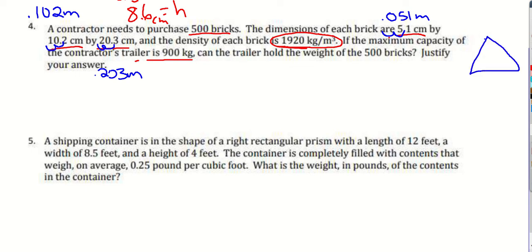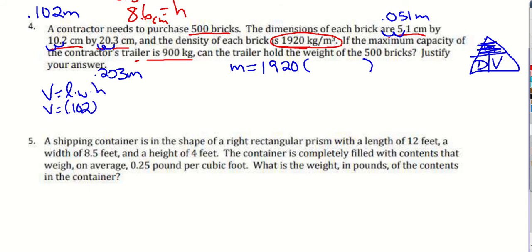So remember our chart. I want to know the weight, which is essentially the mass. So I'm going to do density times volume. So the mass is equal to density, which is 1,920, times whatever we get for the volume. So the volume is length times width times height. So 0.102 times 0.051 times 0.203, and this comes out to be a very fun decimal.